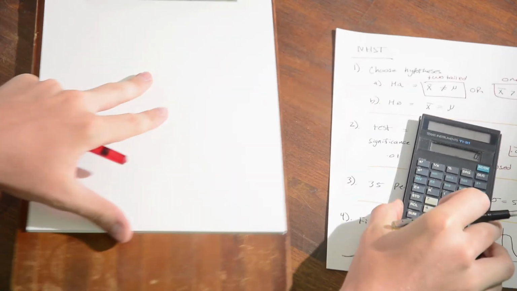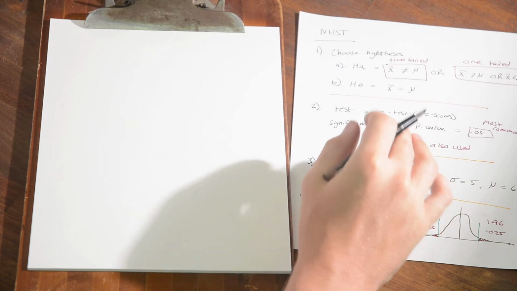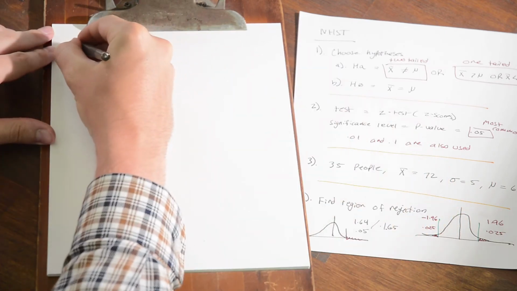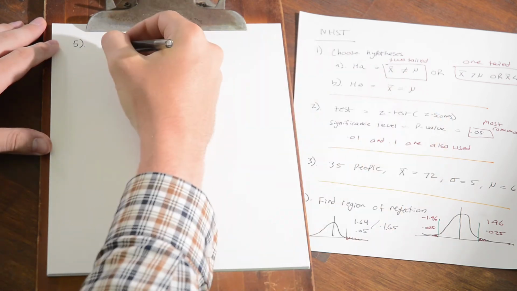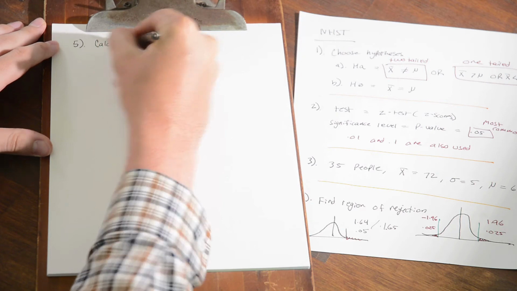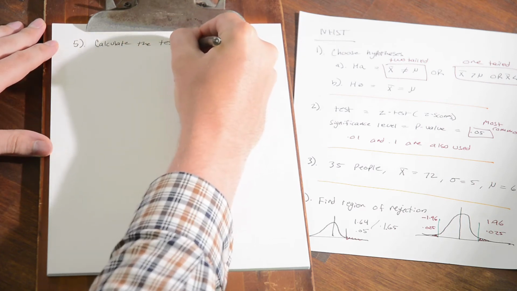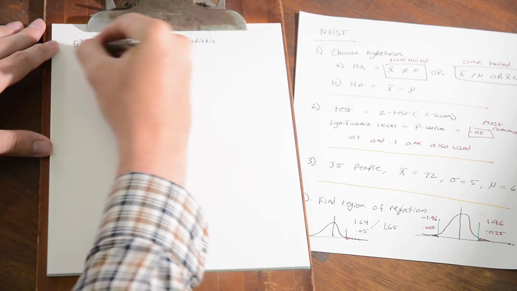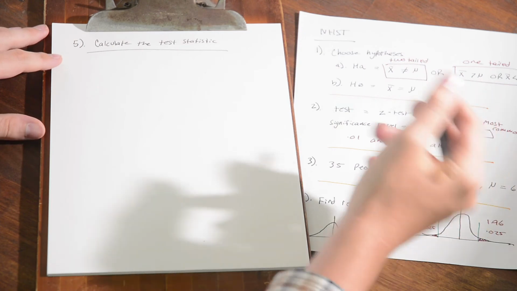So now we're going to move this page away, and move on to the next page. So now we have step 5. This is where we're calculating our test statistic. So let's write that down. So what does that look like? Well, there are two formulas we can use.